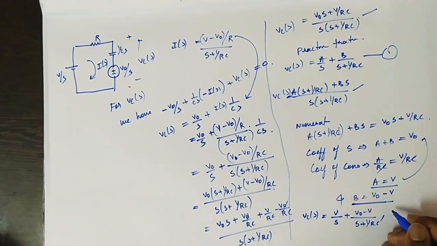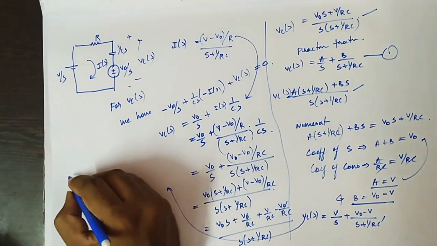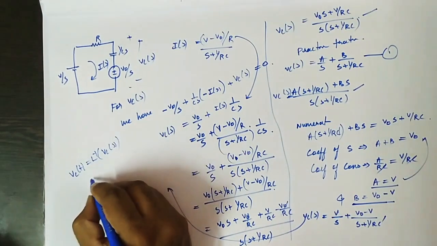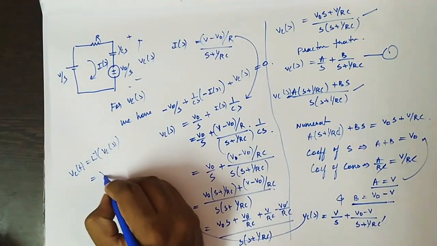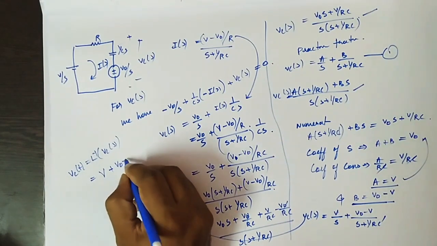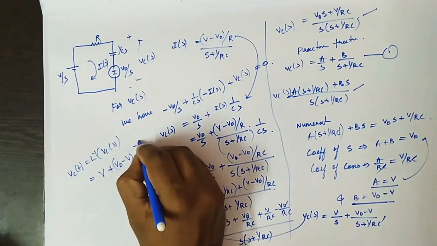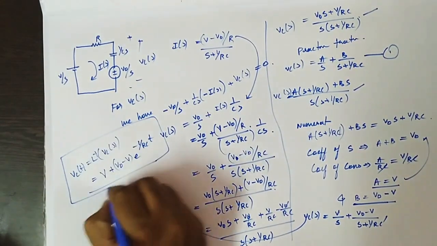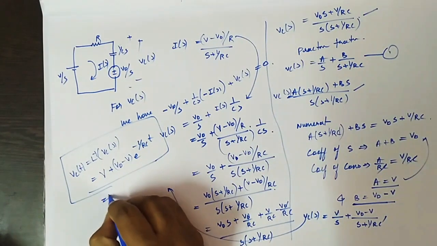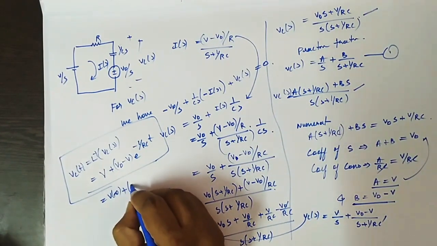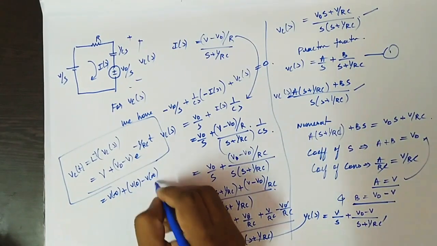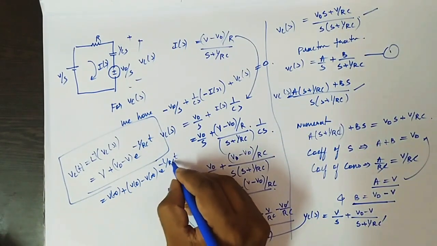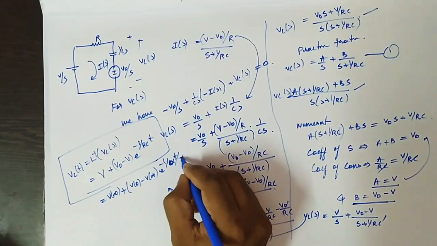So take the inverse Laplace. Vc of t equals what? Inverse Laplace of Vc of S. The inverse Laplace of this is V plus (V naught minus V) into e power minus 1 by RC into t. If you look carefully, the final expression Vc of t that we got is v of infinity plus (v of 0 minus v of infinity) e power minus t by tau, where tau is RC.